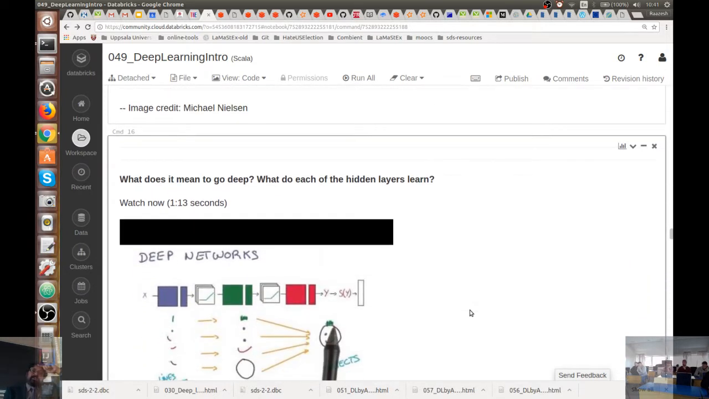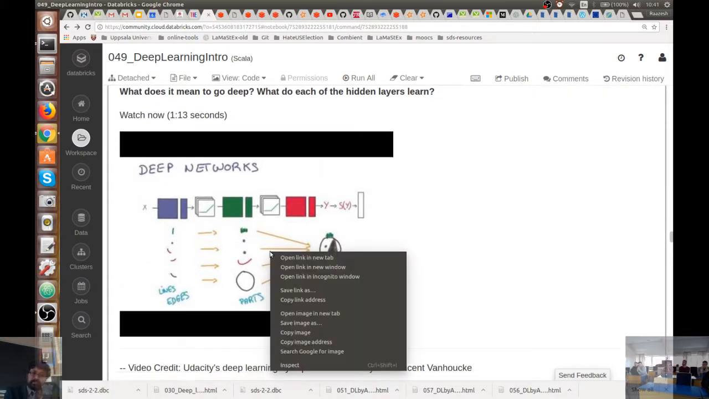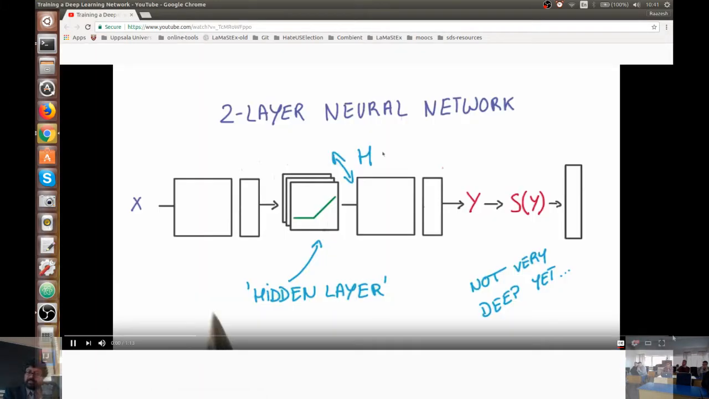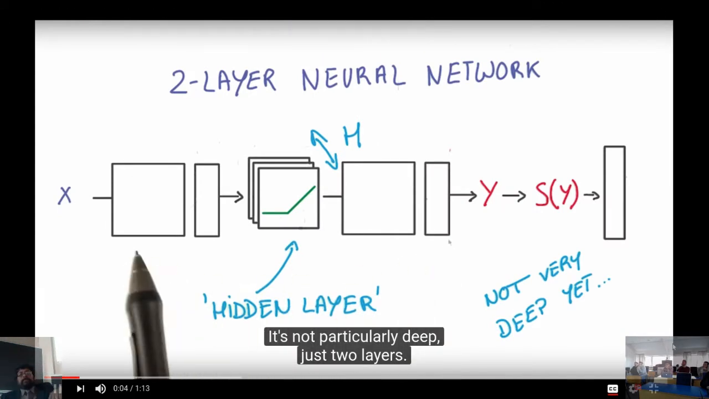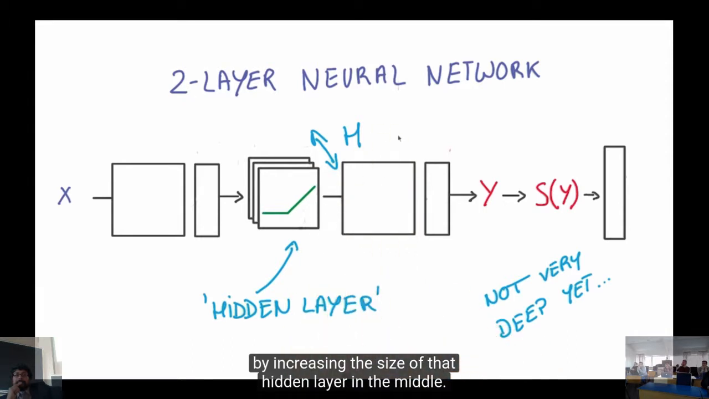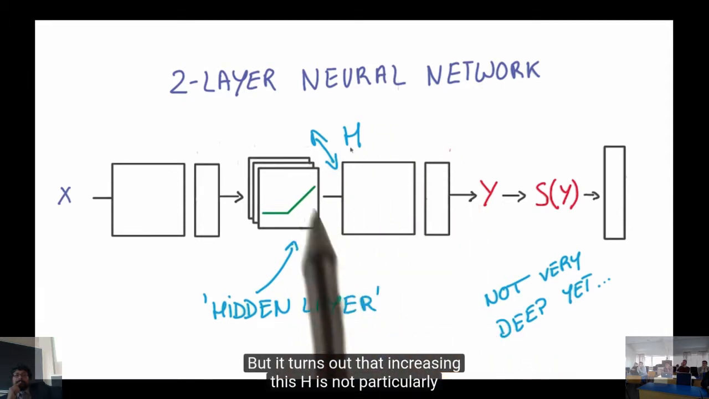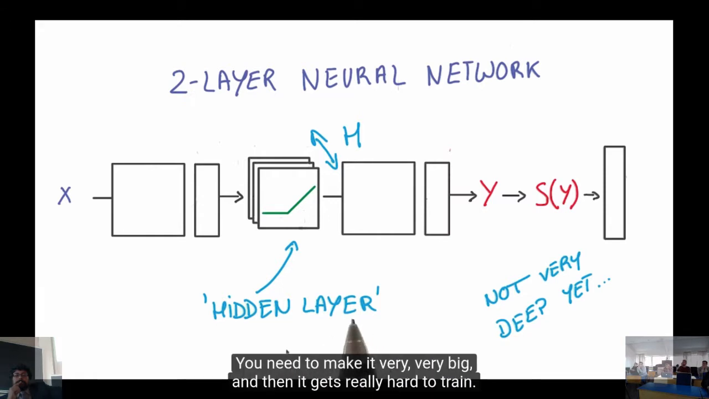Okay, so what does it mean to go deep? What do each of the hidden layers learn? Right? So we need some intuition. So let's listen to Vincent. So now you have a small neural network. It's not particularly deep, just 2 layers. You can make it bigger, more complex, by increasing the size of that hidden layer in the middle. But it turns out that increasing this H is not particularly efficient in general. You need to make it very, very big, and then it gets really hard to train.